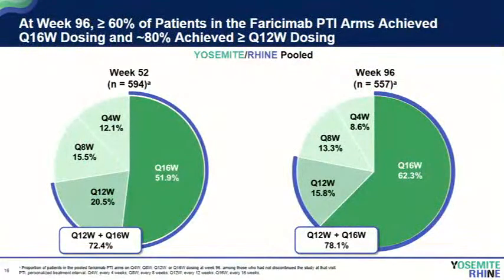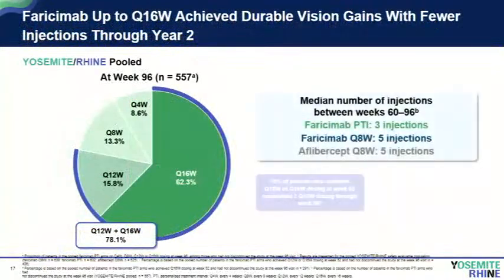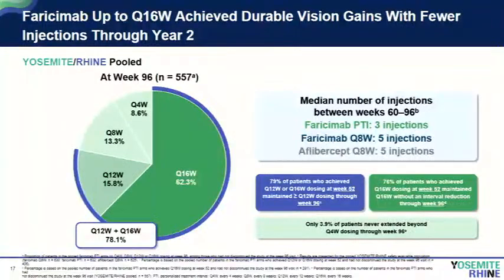And this is how many patients were able to be put on the 12 weekly or the 16 weekly, which is around 72%. And by the end of 2 years, that is 96 weeks, both were around 78%. The important thing is the number of injections from 60 weeks to 96 weeks. PTI regimen, if you follow, it is hardly 3 injections, only 3 injections. Whereas Q8 weekly is 5 injections, aflibercept is 5 injections. So with only 3 injections, people were able to maintain in the 12 weekly and the 16 weekly arm.